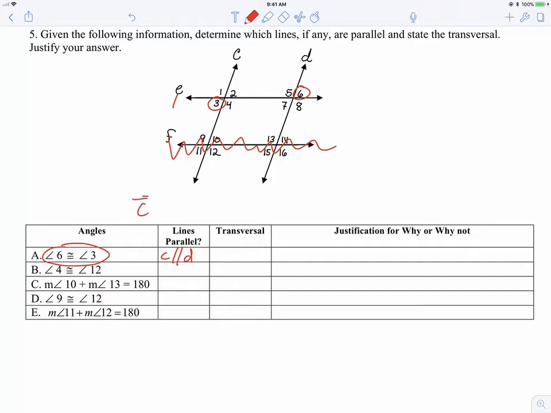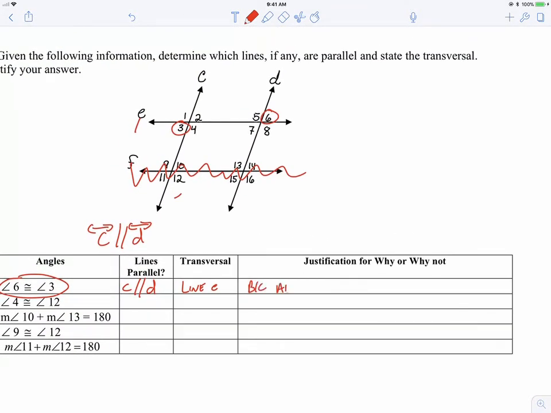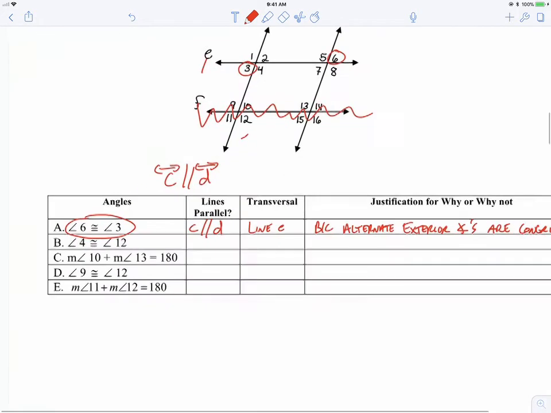You do not need the line symbol. Some of you are writing this. You don't need it. You only need that if I put like 2 points on the line, like A and B. And you would say, if you're using points, you would say line AB. We don't need the symbol there. The transversal is line E. And why are they parallel? Because alternate exterior angles are congruent. That's why. Alright, now let's do the next one.